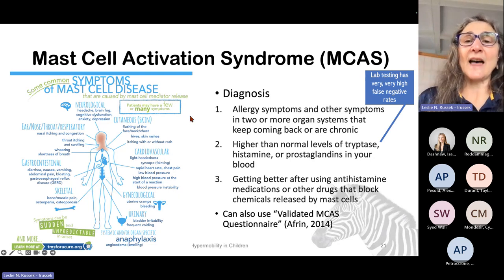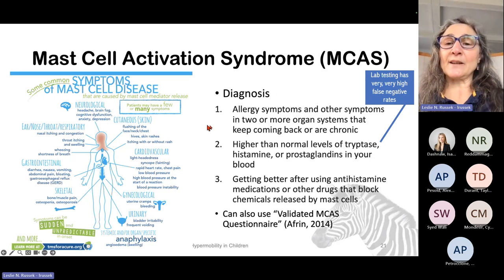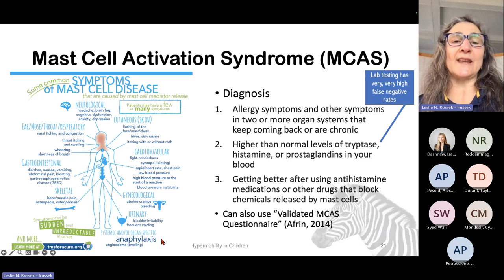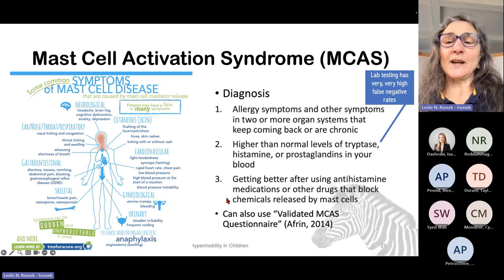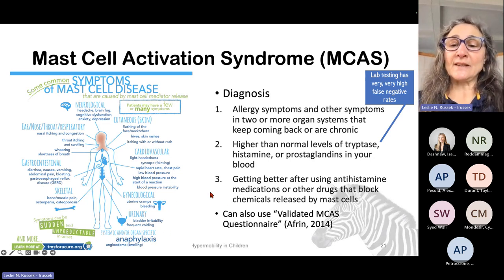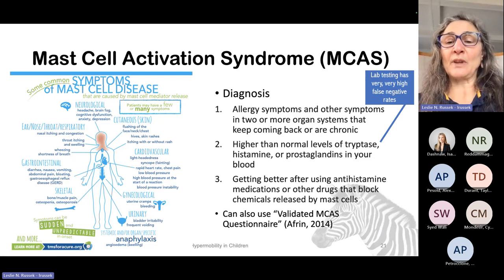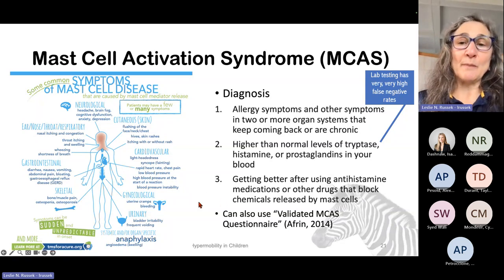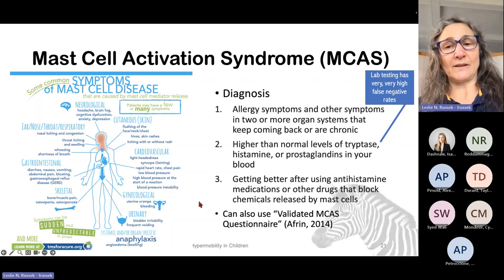Diagnostic criteria for mast cell activation are problematic. So the first one, that they have symptoms in two or more systems, that's pretty easy to get from the history. Item three, they get better after using antihistamines or other drugs that block chemicals released by mast cells. So these are the kids who are taking Benadryl regularly, Zyrtec, Claritin, GERD medications, and they feel better.